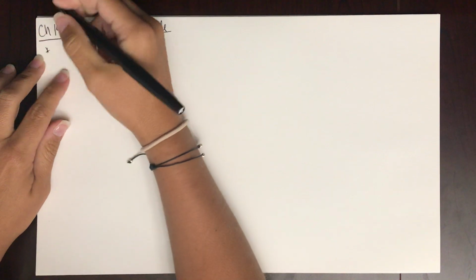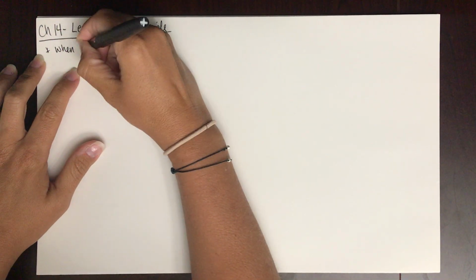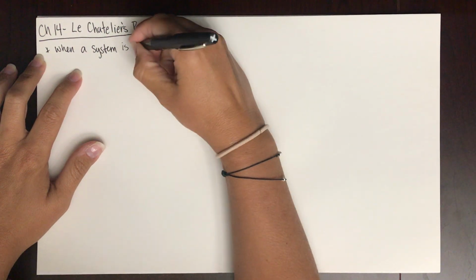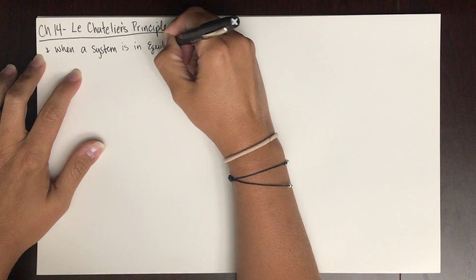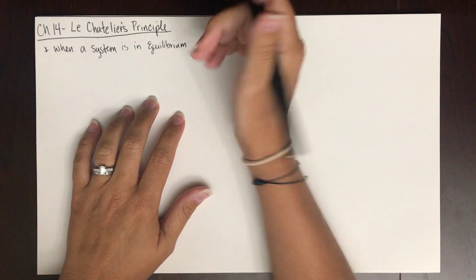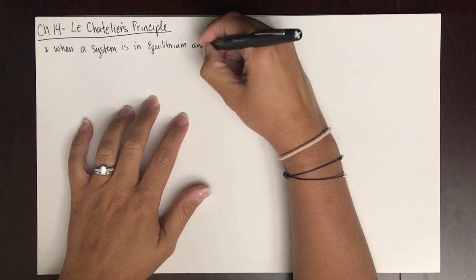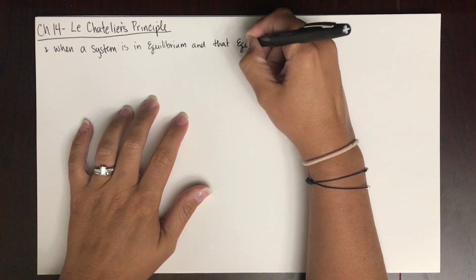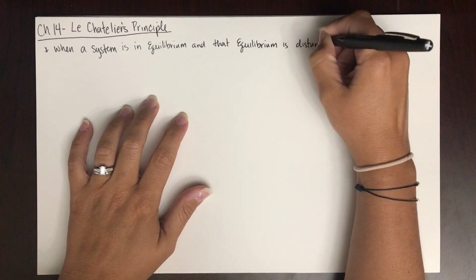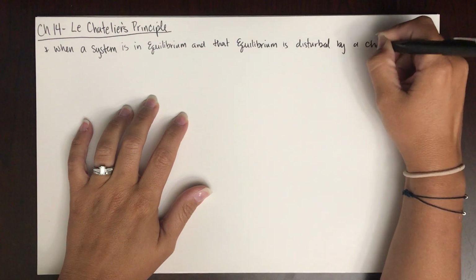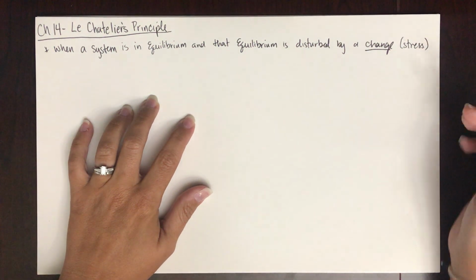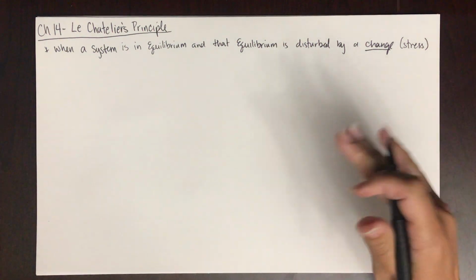So we'll say when a system is in equilibrium, system just means a reaction, when a system is in equilibrium and that equilibrium is disturbed by a change, and we call that change a stress. And there are four different types of stresses that we're going to talk about.